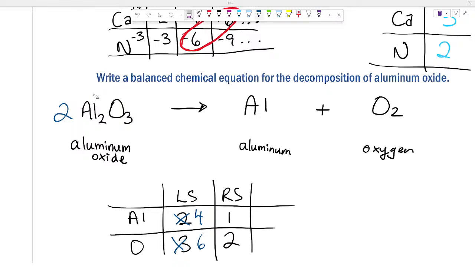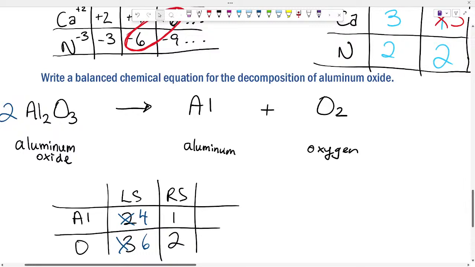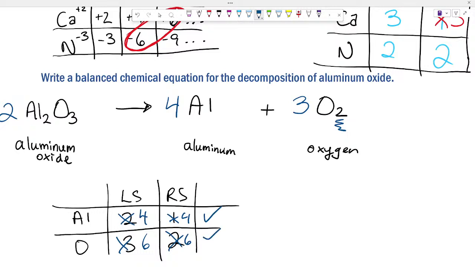Now, I need to fix the right side because I need how many aluminums now? Yep, but I only have 1, so that's easy. What number goes in front of here? 4. Yep, but this one's a little trickier. I got to remember we're doubling whatever we put in front. I need to get oxygen to 6. What do I have to put in front of here to make 2 turn into 6? Very good. Yep, exactly right. And now they are balanced.